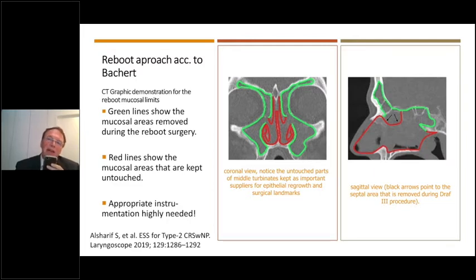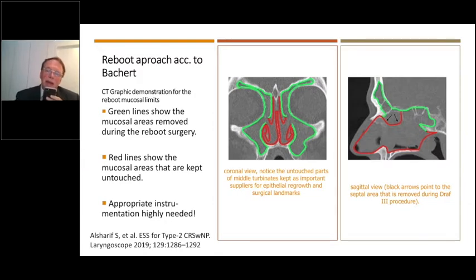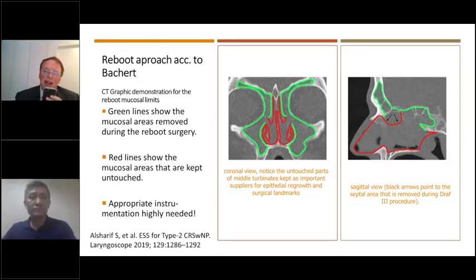And funnily enough, even if you have type 2 inflammation in the nasal mucosa, this does not translate into nasal polyp growth, as we all know. So what we came up with is an approach where we try to remove the sinus mucosa as completely as possible, but remain on and don't touch the nasal mucosa, because this mucosa doesn't have the potential of forming nasal polyps. And this approach we have called Reboot, and there is more and more work on that.